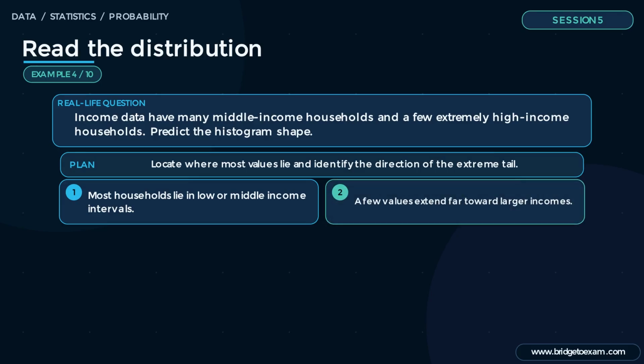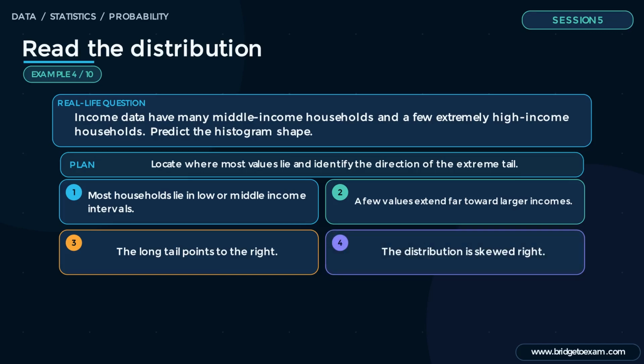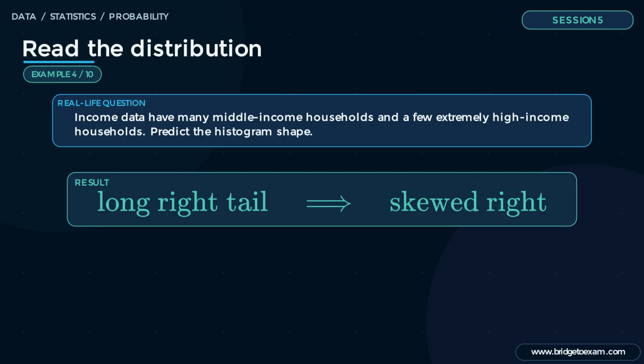Step 4. The distribution is skewed right. Quick check. Skew is named for the tail direction, not the side containing most observations. This matters in real life because income reports often use medians because a right-skewed tail can pull the mean upward.